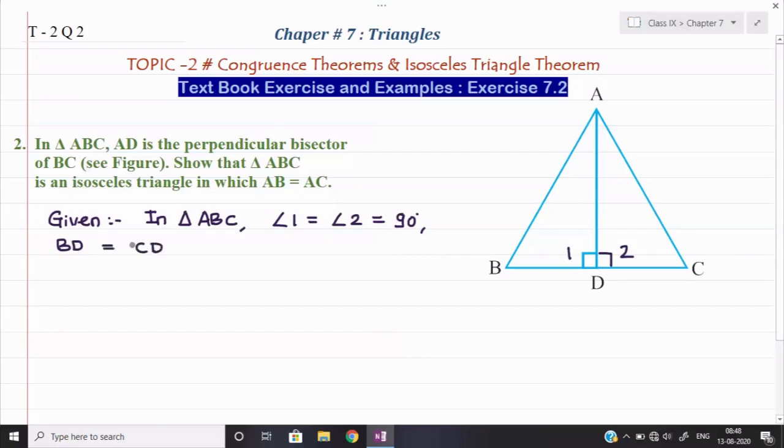So BD and CD will be equal. That is the second given to us. Now what we have to prove here? Let us write down the to prove section. In the question they are saying that you have to prove AB and AC are equal. AB and AC you have to show equal, means in short we can say triangle ABC you need to show as an isosceles triangle. Now let us see the proof.